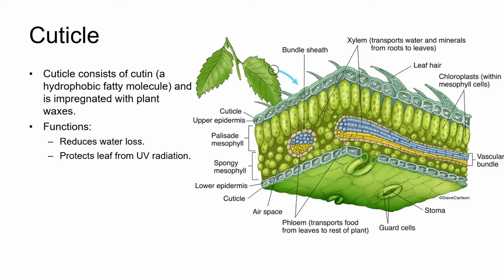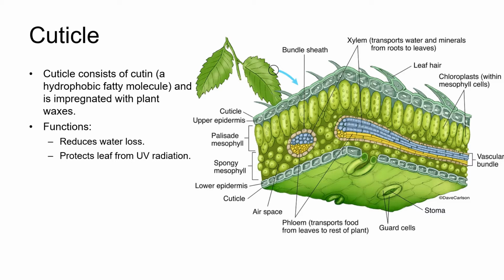This complicated looking diagram on the right shows a cross-section through a typical dicot angiosperm leaf. The outside surface of leaves is protected by a thin waterproof layer called a cuticle, which is composed of a hydrophobic fatty molecule called cutin, and it's also impregnated with plant waxes.